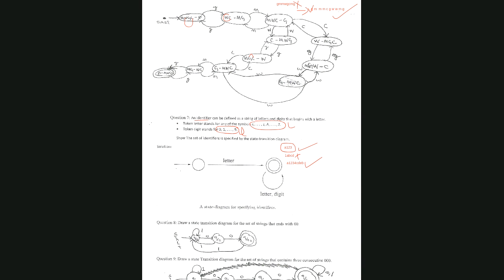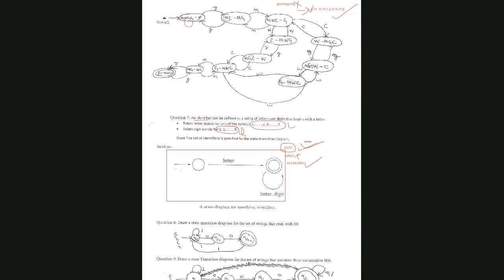Let us see how. A is a letter, right? So from the starting state using a letter, I come to the final state. Then you have digits 2, 3, these digits, so you are in the ending state, it is accepted. See, this is accepted.